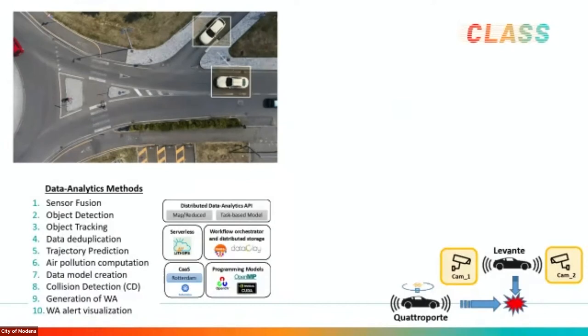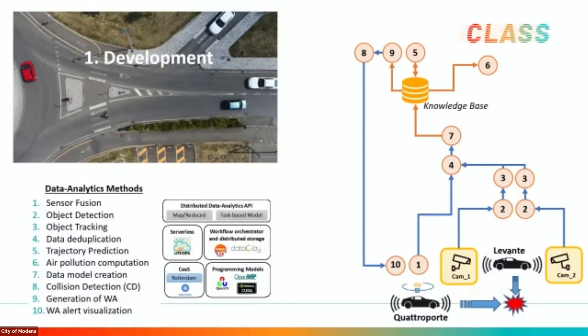In order to implement this, you need a set of data analytics methods that you need to combine among them, from the data sources, in order to provide the valuable knowledge you need, in this case determining a collision. What CLAS has done is, first, it facilitates the development by describing your functionality as a workflow in which the data flows across the methods and generates the knowledge needed.